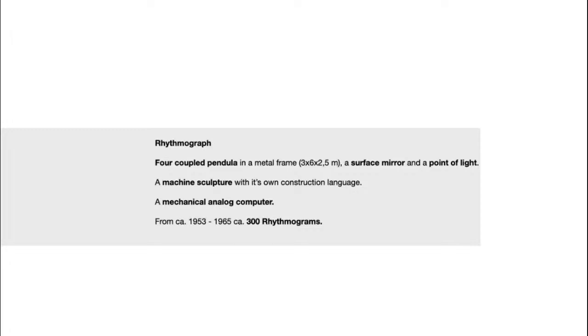This is important because analog computers had their high times in the 40s, 50s, 60s, maybe 70s, but already electronic ones. This is a mechanical analog computer. And he developed between 1953 and 1965 about 300 different rhythmograms, which we have in the archive. The archive in general has about 130,000 pictures, and 75% of it is architectural photography.